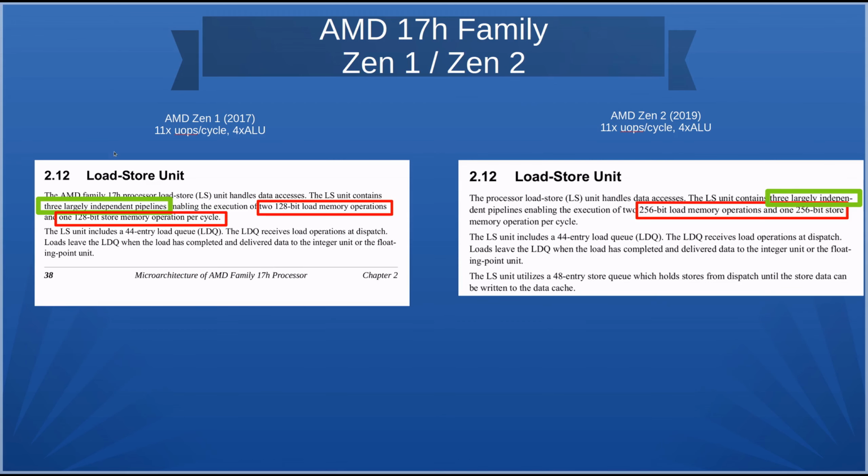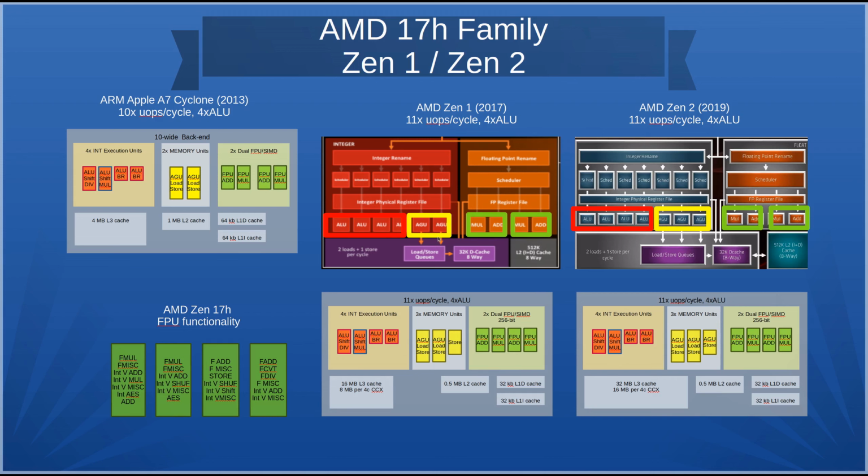But if we take a look at the load store unit, we can see that the Zen 1 on the left side has 3 largely independent pipelines for the load store. And of course, this is 128-bit, and Zen 2 has 256-bit, so it's double wider. But in terms of the number of pipelines, there are already 3 pipelines in the Zen 1. So it's kind of confusing. If we take a look at the schematics, there are 3 pipelines here, but only 2 address generation units. And yeah, so this schematic is kind of not right.